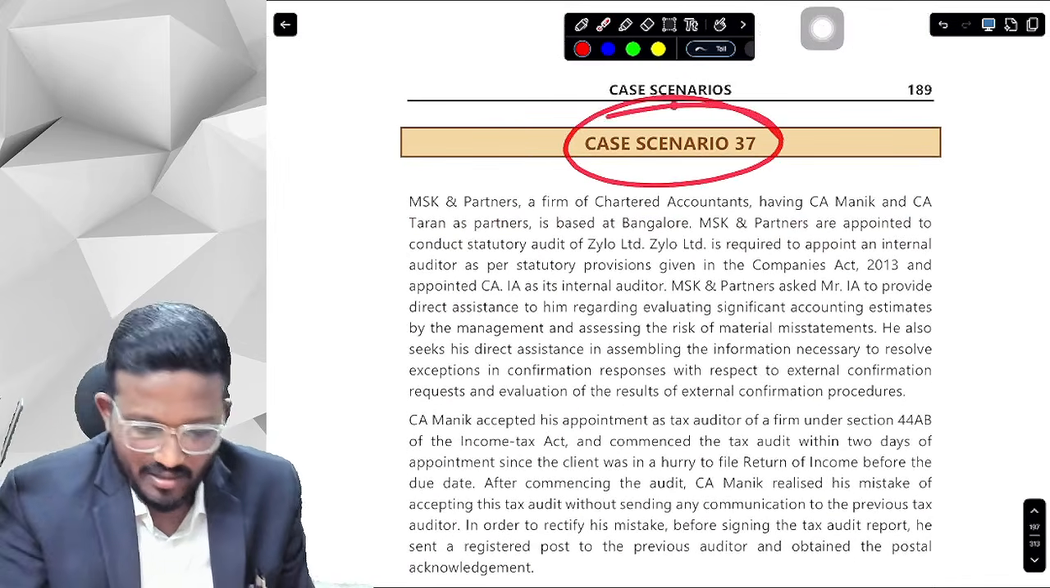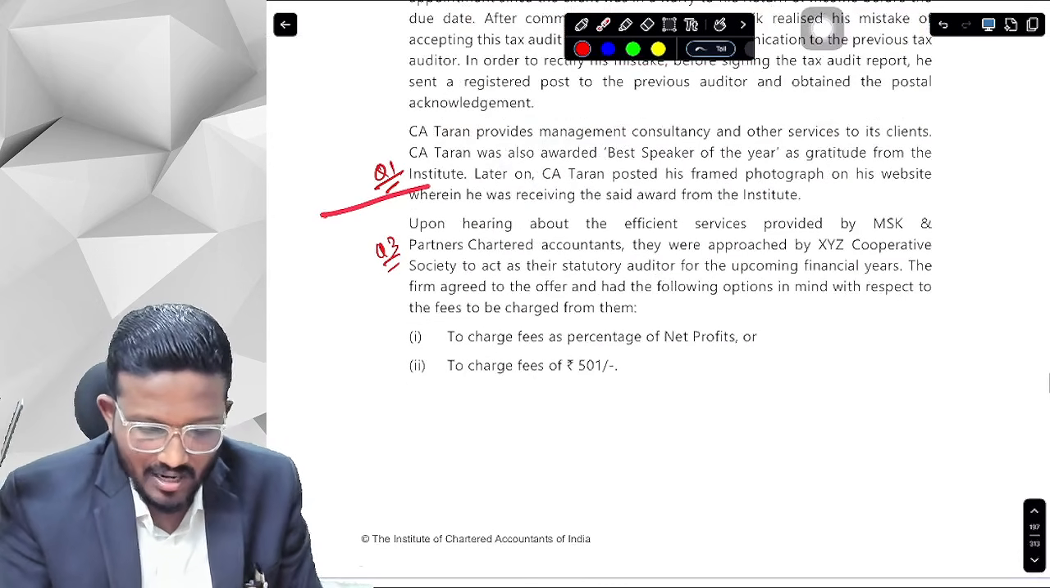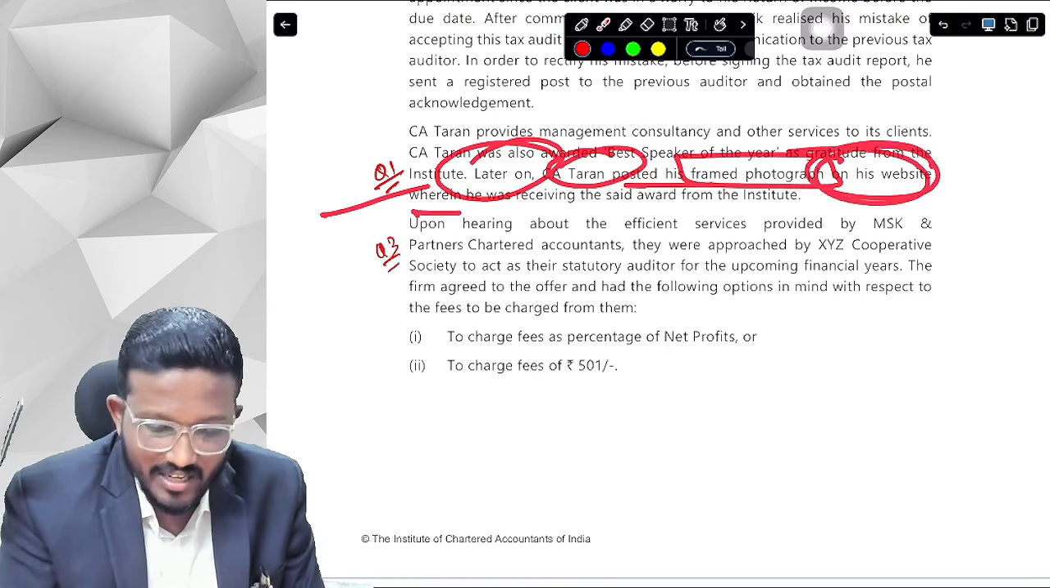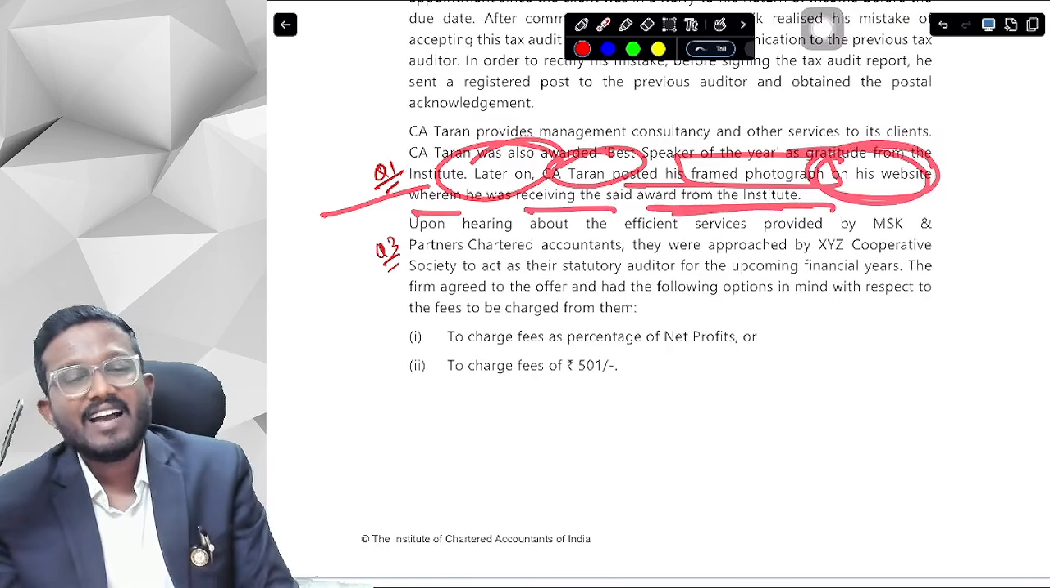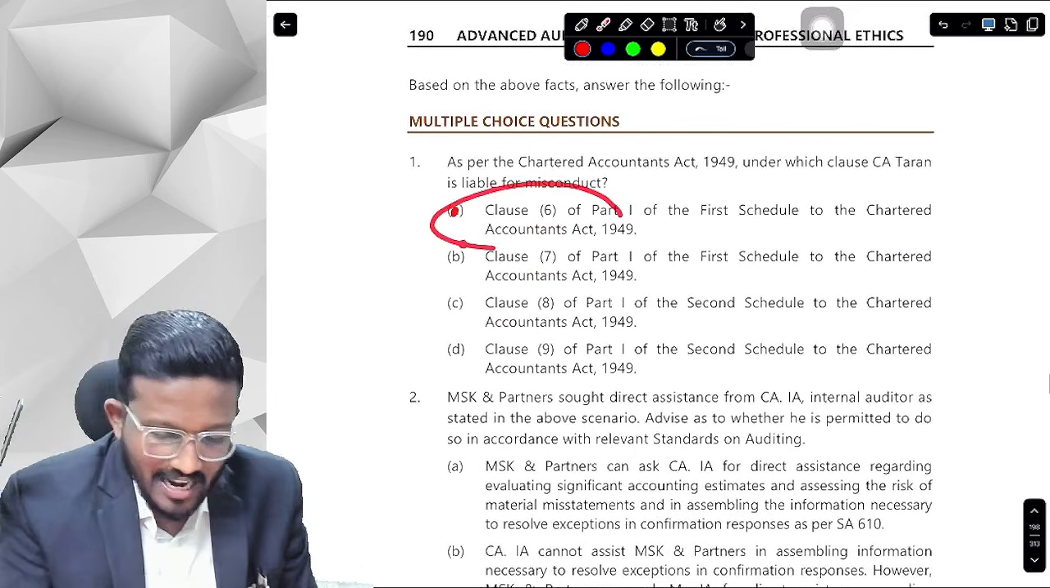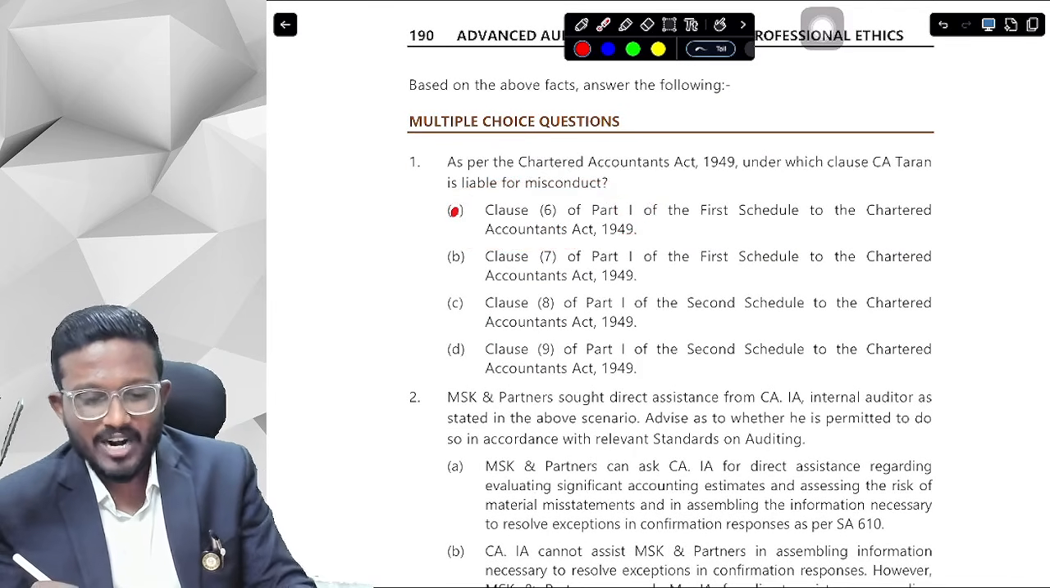Let's do case scenario number 37. What does it say, sir? Question number 1. Later on, CA Tarun posted his framed photograph on his website wherein he was receiving the award from the Institute. Can we post our framed photograph on the website, sir? No, we cannot post. If we post, then we will be guilty under clause 6, Part 1, First Schedule.